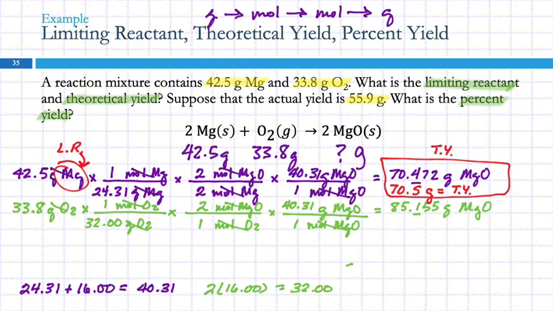Okay, so we took care of limiting reactant, and we took care of theoretical yield. Now we need the percent yield. There's an equation for percent yield. Percent yield is equal to the actual yield divided by the theoretical yield. I just call him Theo because his name's too long.